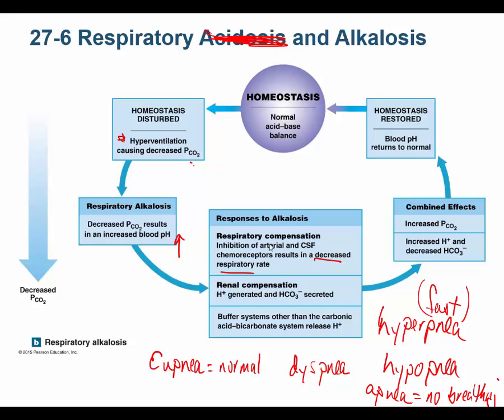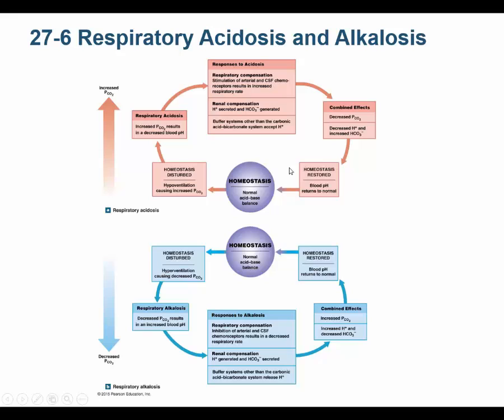So in this case, if I could respiratorily compensate, I would come back to eupnea, or decrease my hyperventilation back to a normal breathing rate. Renally, I would compensate by retaining protons and secreting bicarb, and this would bring my alkalosis back to normal. All right, so that's the response to respiratory alkalosis. This is the collage showing you the response to acidosis and the response to alkalosis.